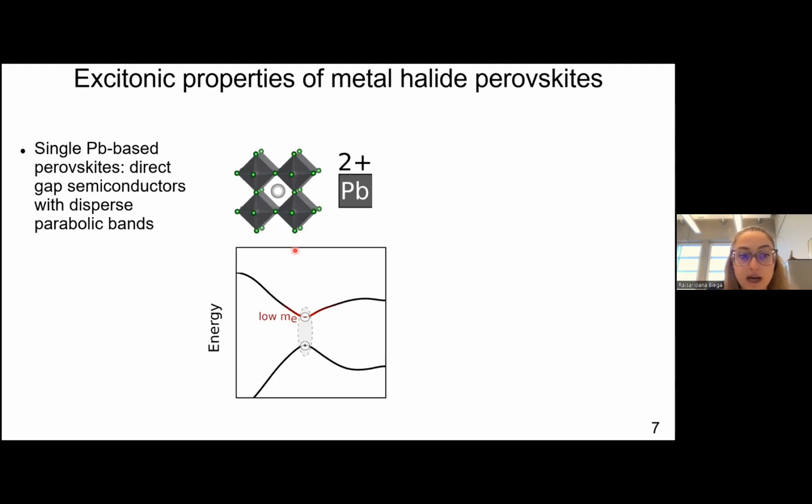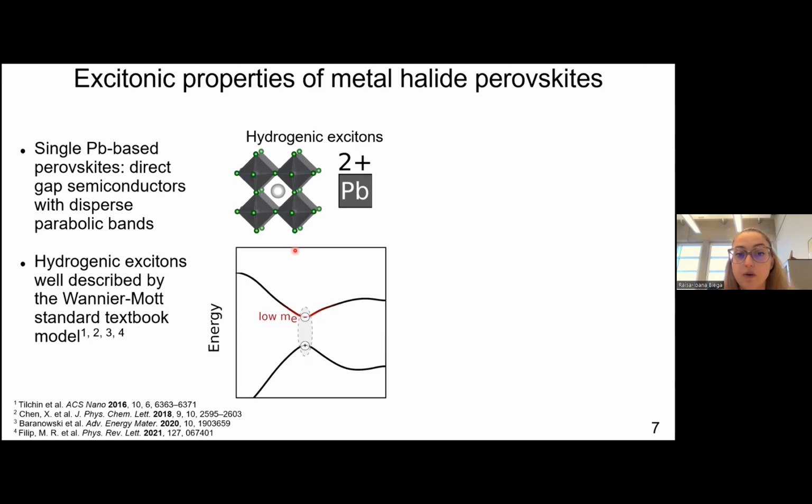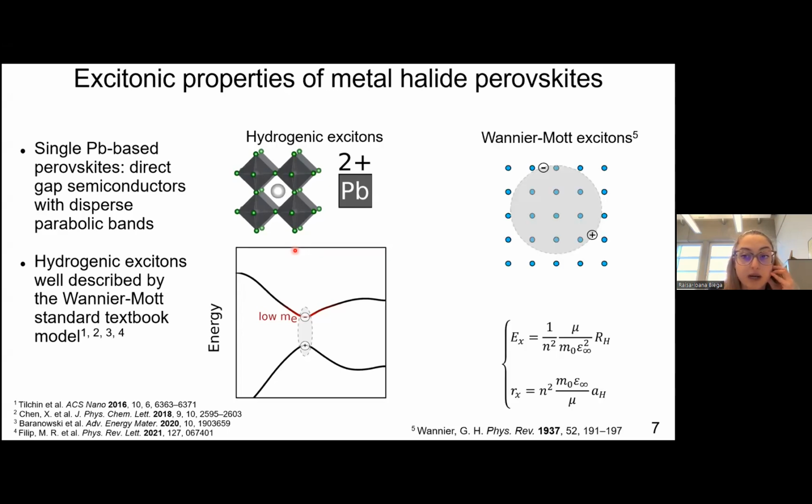And those, we know that they are direct bandgap semiconductors, and they have parabolic bands and very dispersed bands, and we know that they have hydrogenic excitons. That means that the excitons in the lead-based perovskites are very well described by the Wannier-Mott model, and this is basically a phenomenological model that allows us to predict or to calculate the exciton binding energy using this formula here, and the exciton extent with the formula down here.